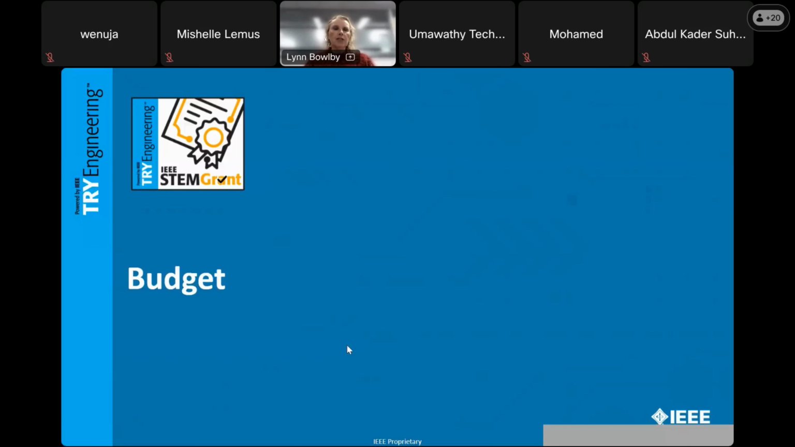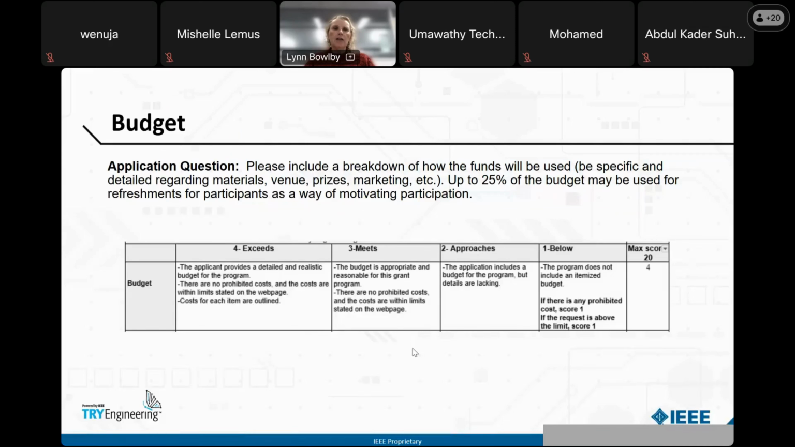So the next criteria within the rubric is budget. We want to have an idea of how you plan on spending the grant funding that you receive for the program. So we want to see a breakdown of how the funds will be used.